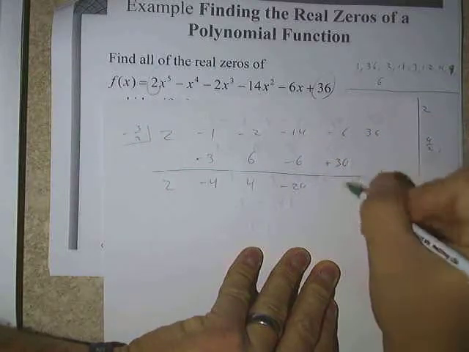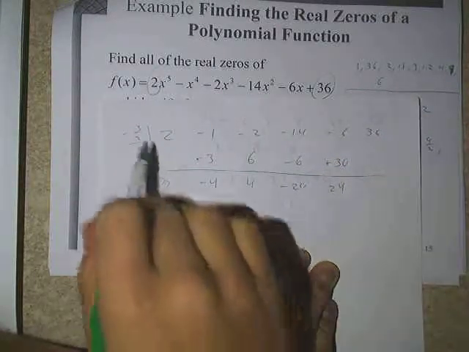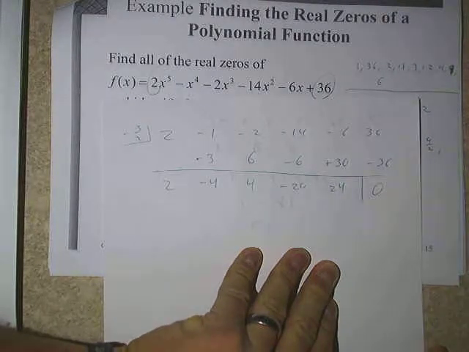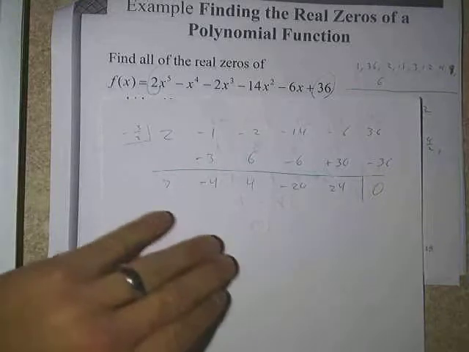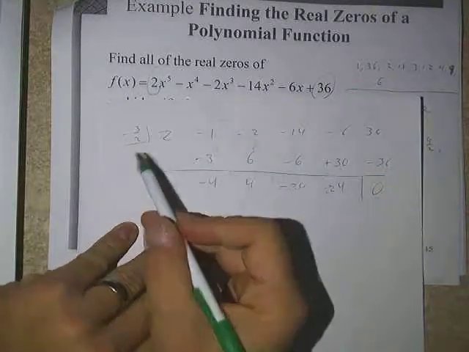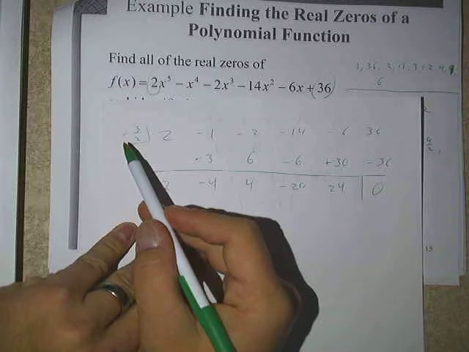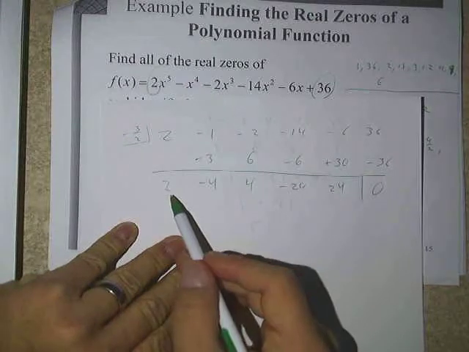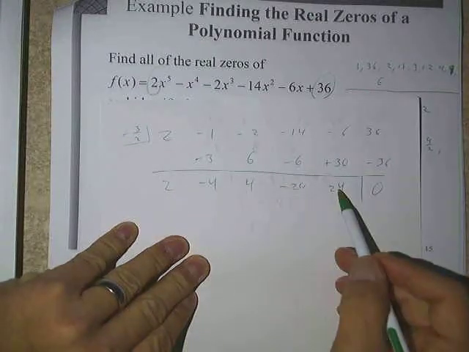Add those, I'm going to get 4. Multiply, I'm going to get negative 6. Add, that's going to give me negative 20. I'm going to multiply these 2 together, and that's going to give me negative 30. Nope, positive 30, sorry. Add those 2 and give me 24. And when I multiply those 2 together, it gives me negative 36. And sure enough, we do get a 0 remainder.